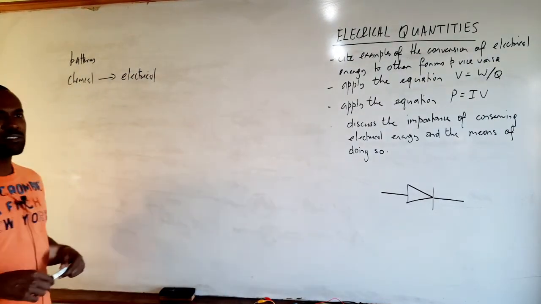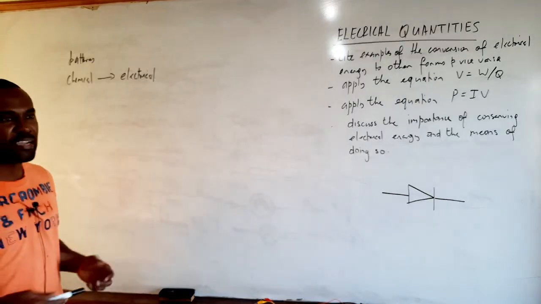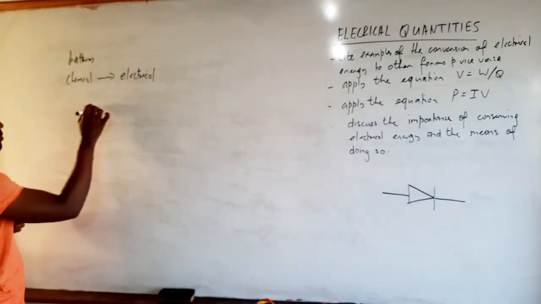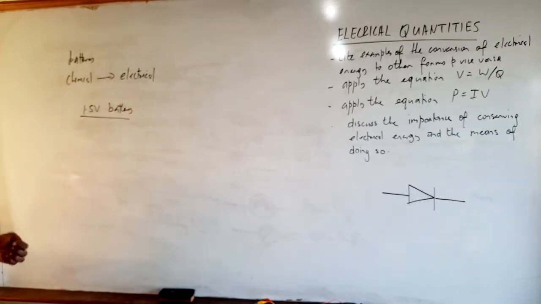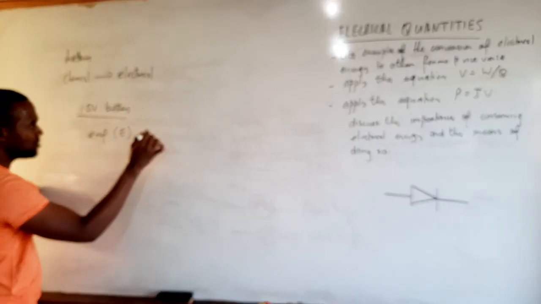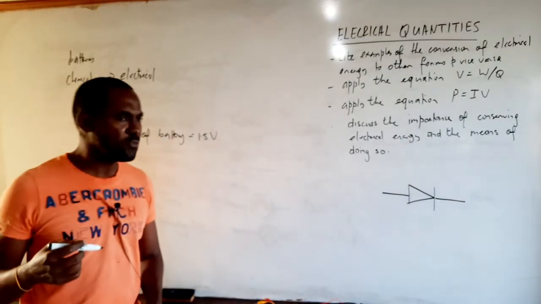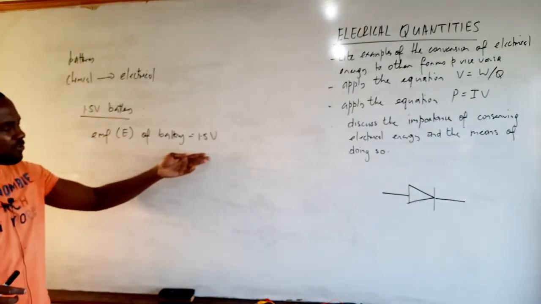whenever devices convert other forms of energy into electrical energy, we use a term called the EMF to refer to these devices. So for instance, suppose we have a 1.5 volt battery, right? A 1.5 volt battery. Then this value of 1.5 volts is said to be the EMF. So the EMF E of the battery equals 1.5 volts. Now the syllabus doesn't require knowledge of the use of this term. However, it is good to mention it, right? So this is said to be the EMF of the battery.